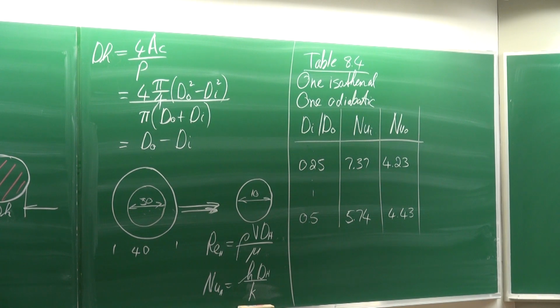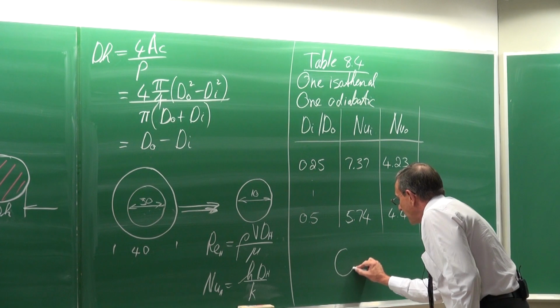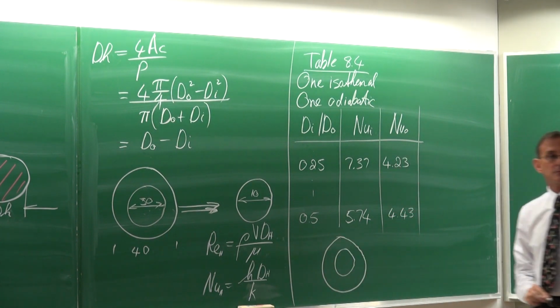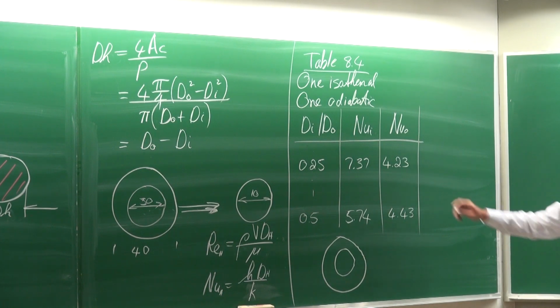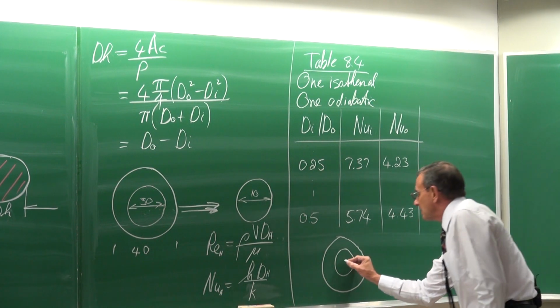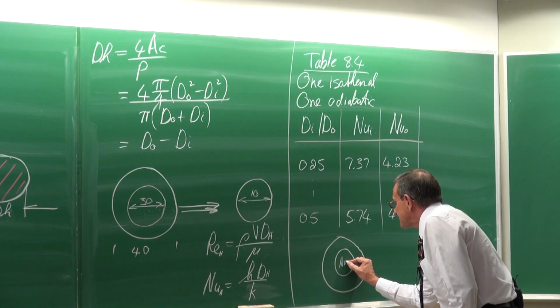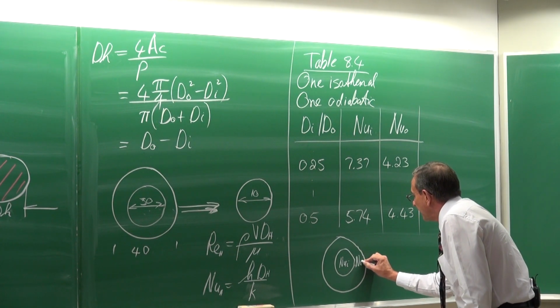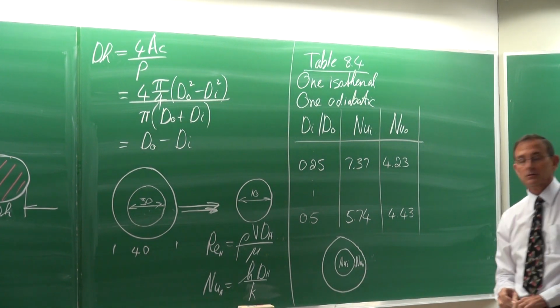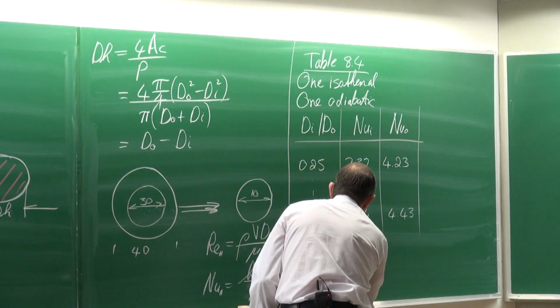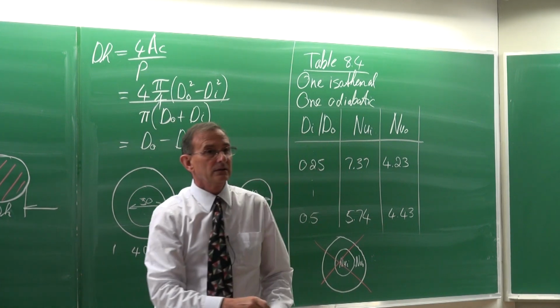Right. Now, you have to listen carefully. So if you've got now an annulus, then many students will use these and would say, well, this value is the Nusselt number on the inside, and that value is the Nusselt number on the outside. Okay? This is not correct. Okay?